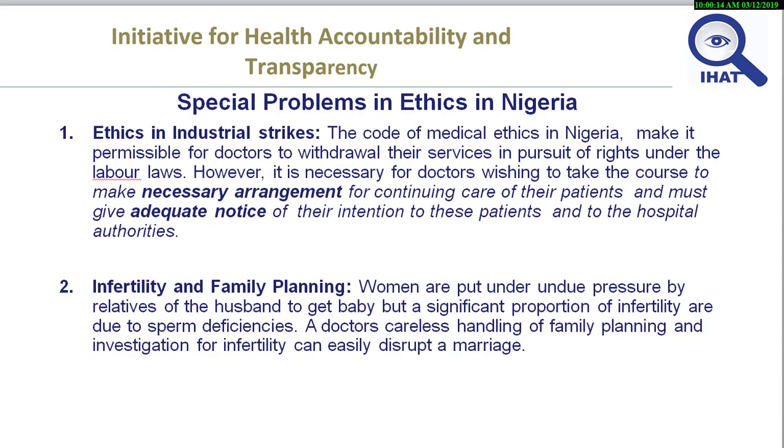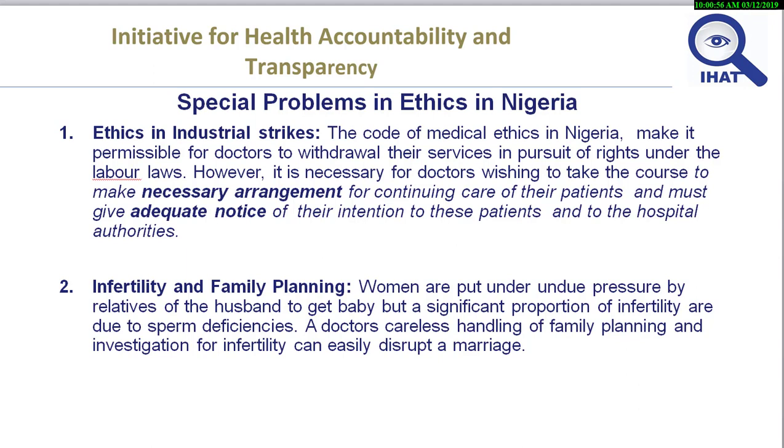Let us look at special problems in ethics in Nigeria. The first and the commonest is ethics in industrial strikes. The Code of Medical Ethics in Nigeria makes it permissible for doctors to withdraw their services in pursuit of their rights under the labor laws. However, it is necessary for doctors wishing to take this course of action to make necessary arrangements for continuing care of their patients and must give adequate notice of their intention to these patients and to the hospital authorities.